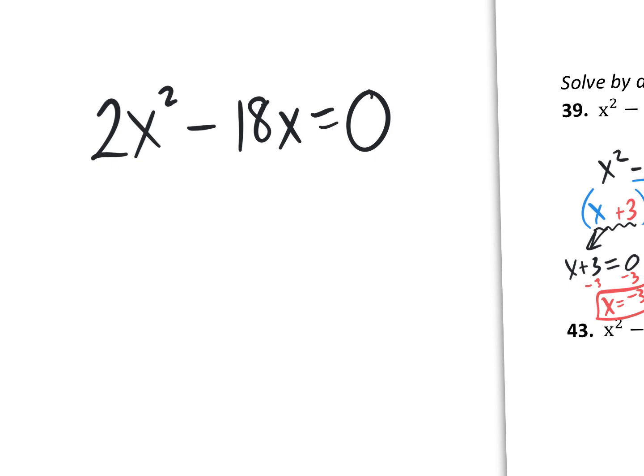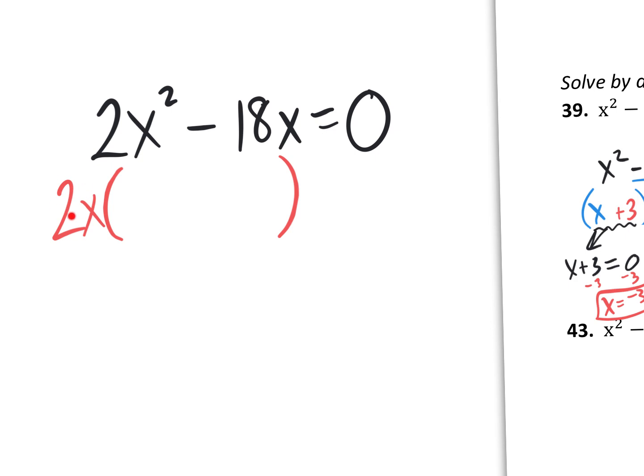What's the first type of factoring you're supposed to always try? GCF. So could I pull out a GCF from those two terms? What's in common here and there? A 2 and an x, right? So you could pull out a 2 from the 2 and a 2 from the 18, and you could also pull out an x from this one and from that one. So your GCF is 2x.